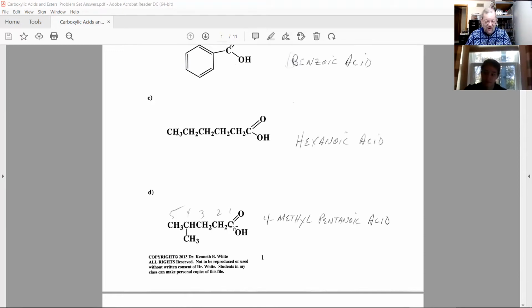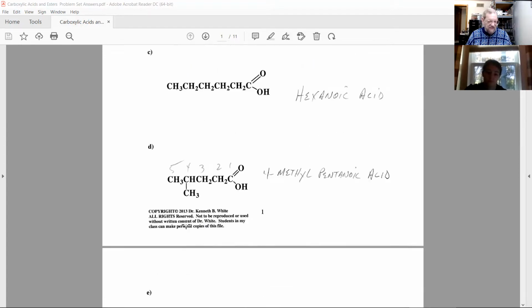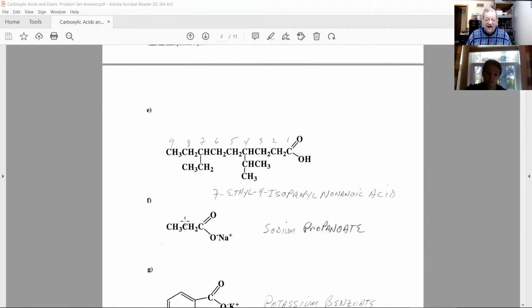But anyways, 5 carbons, notice carbonyl hydroxy group carbon, and we have pentane, drop the E, add OIC, the word acid, pentanoic acid, and then in front, methyl group, and it's on carbon 4. So it's 4-methyl pentanoic acid. And if we make it more complex, here's example E.